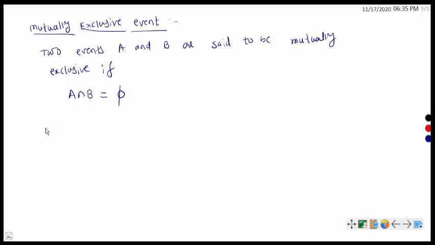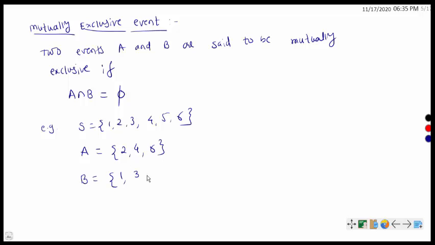For example, suppose S is equal to 1, 2, 3, 4, 5, 6. Let us take A is equal to the set of all even numbers 2, 4, 6, and B is equal to the set of all odd numbers 1, 3, 5. So A intersection B, is there anything common in A and B? No. A intersection B is the empty set. In A and B we have no element in common, so A intersection B is empty.